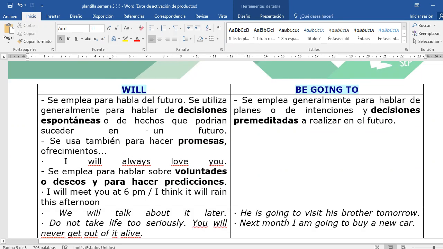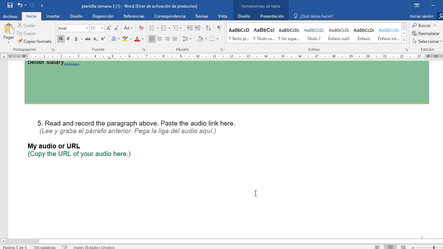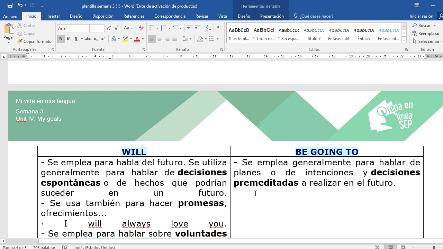And finally, I included this table for you so you can remember when we use will and when we use be going to. Here I have this information and these two examples for you to take them into account or into consideration.